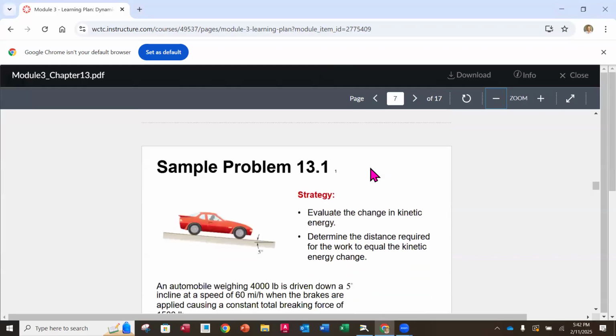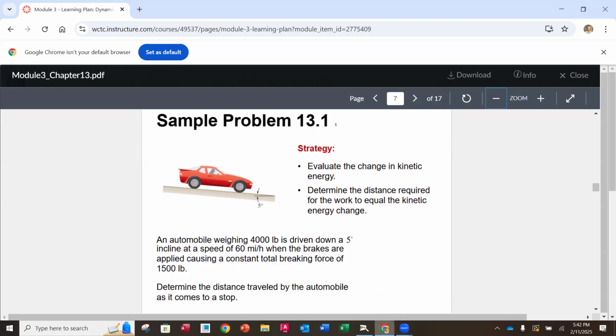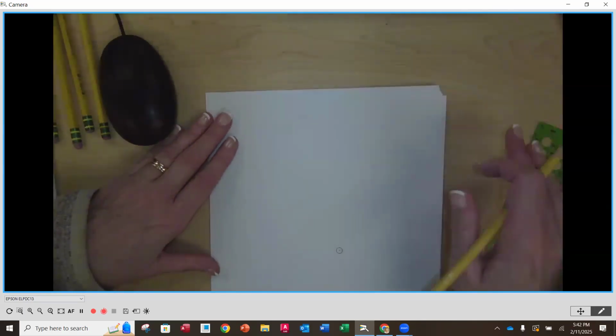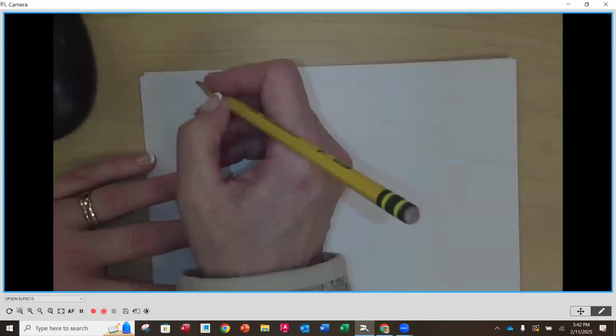So the next slide that I have here, we're moving into our sample problems. But before we go there, I'd like to do a little review of the equations. They weren't very comprehensive in the PowerPoint here, so I want to do that before we start looking at our problems. So I'm going to go underneath my camera here, and we're going to create an equation sheet for this chapter, because there is a set of equations that we'll be focusing on.